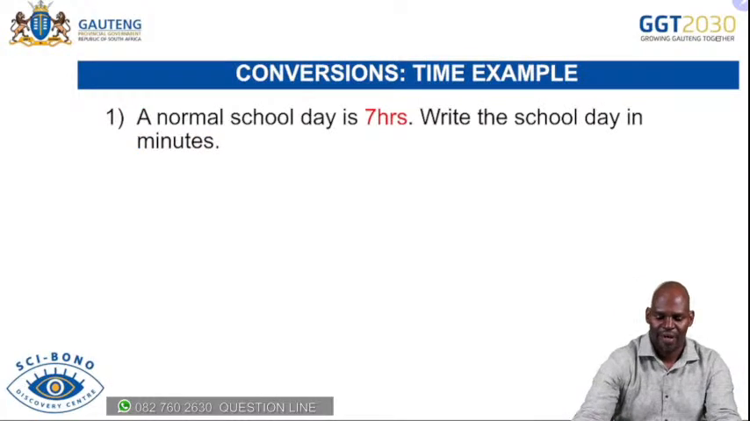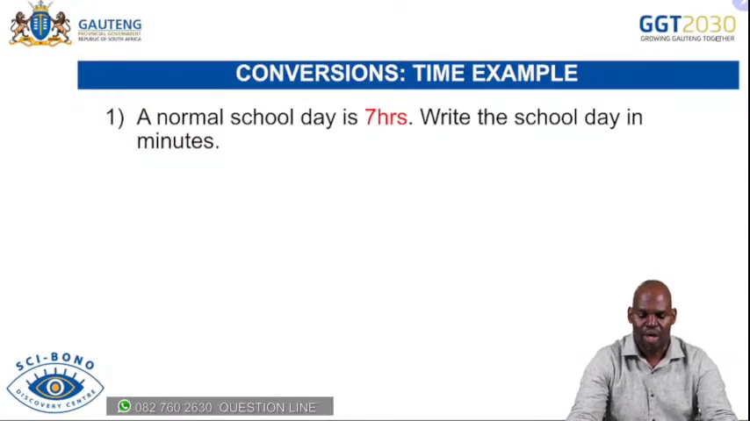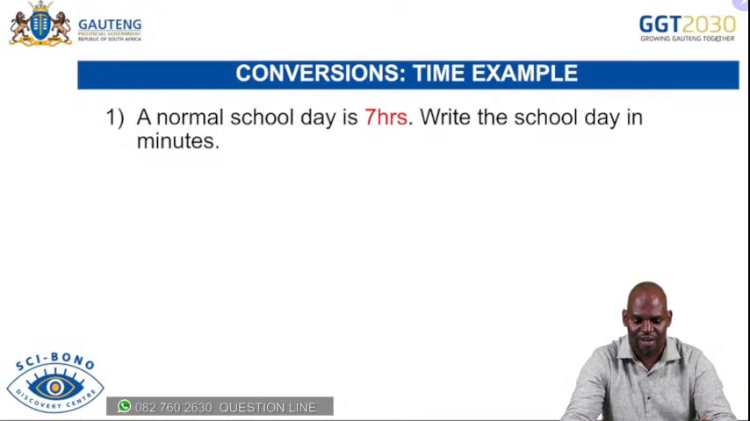Okay. Now, this one, we need to convert the time. They say a normal school day, remember we said there are 24 hours in a day, but this one we're looking at a school day. A normal school day is 7 hours. Write the school day in minutes. So you need to know the conversion factor there. We need to convert from hours to minutes.